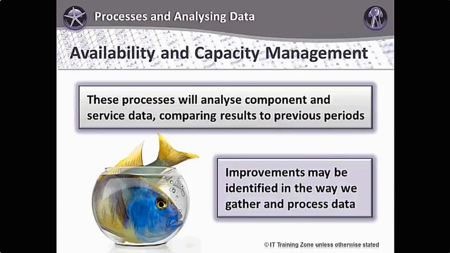Availability and capacity management also have a role to play in data analysis. They will analyze component and service data to identify any trends. This includes comparing results to previous months, quarters, or annual periods. These processes will also identify the need for any improvements in the way we gather and process data.